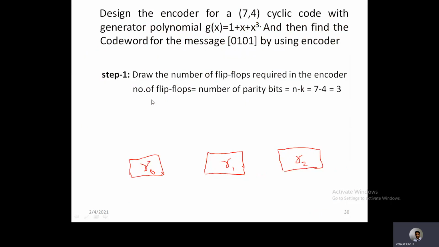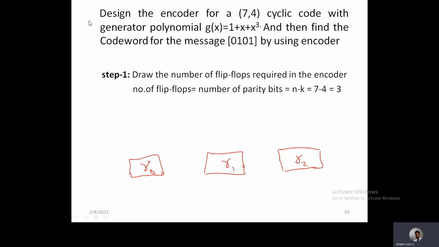For example, if a problem comes like this: design the encoder for a 7,4 cyclic code with generator polynomial g of x is equal to 1 plus x plus x cube. We need to design the cyclic encoder for this particular generator polynomial equation. Generally the encoder is designed based on this generator polynomial equation only. That means if you know this generator polynomial, then you can completely design the total encoder diagram. And after designing, they are asking to find the code word for the particular message, that is 0101, by using this encoder.